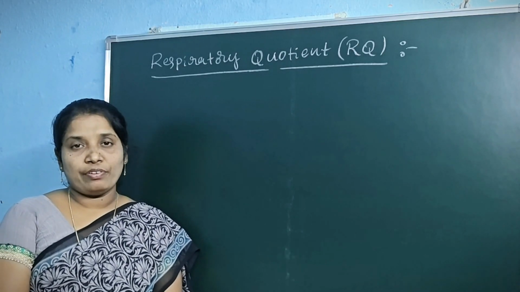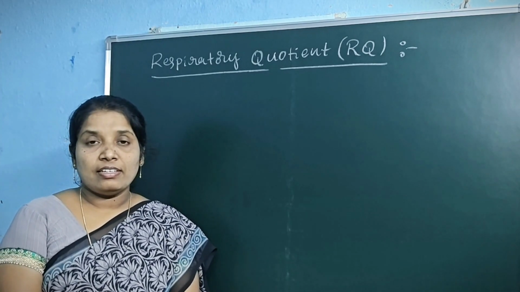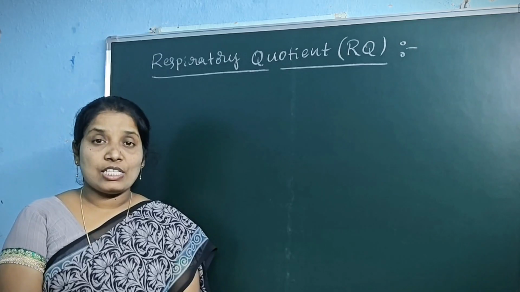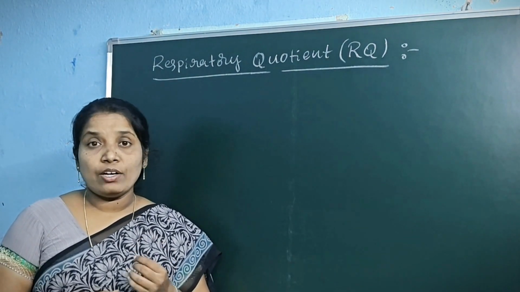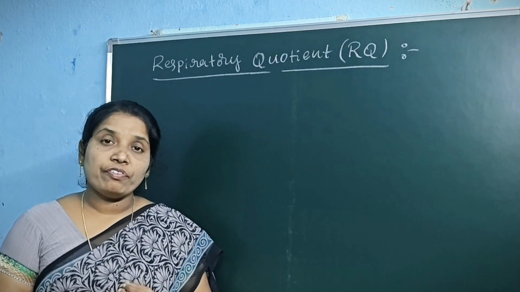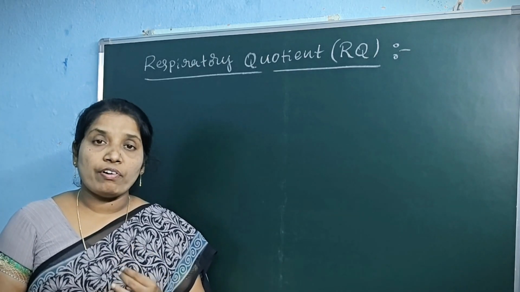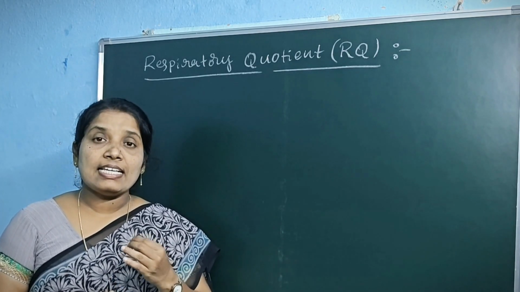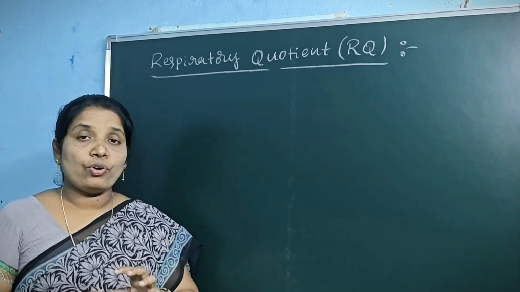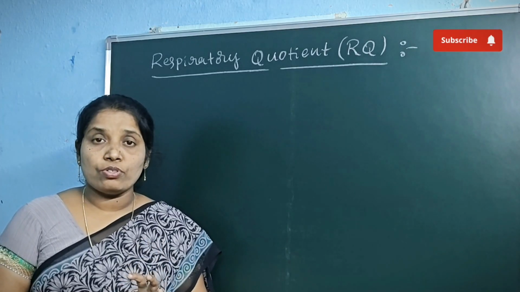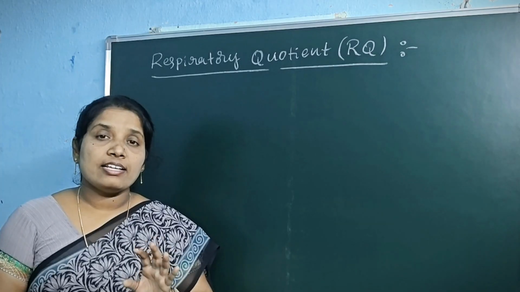In this video, I am going to give you a brief lecture on respiratory quotient. So, we know that in respiration, oxygen is consumed. Similarly, carbon dioxide is released. So, the respiratory quotient is nothing but the ratio of the volume of carbon dioxide produced to the volume of oxygen consumed in the respiration.